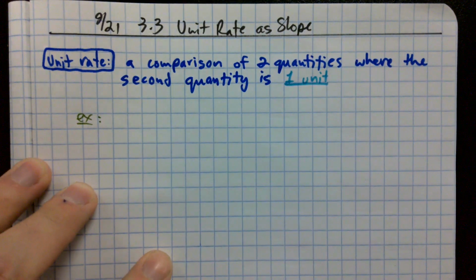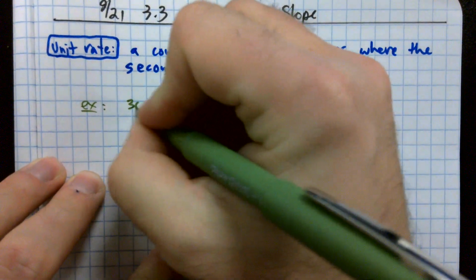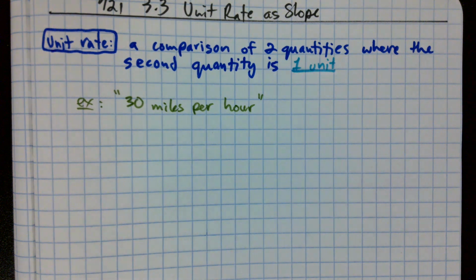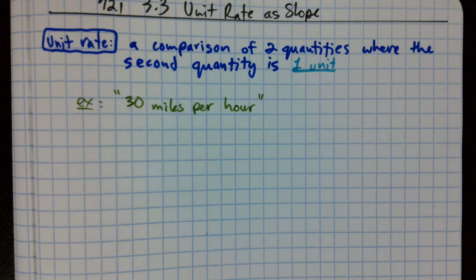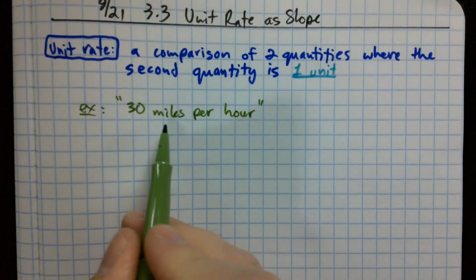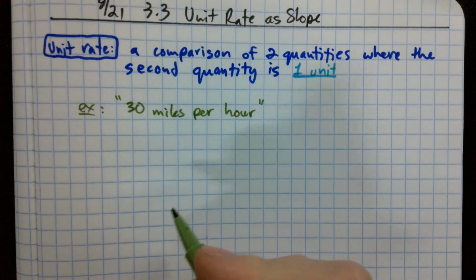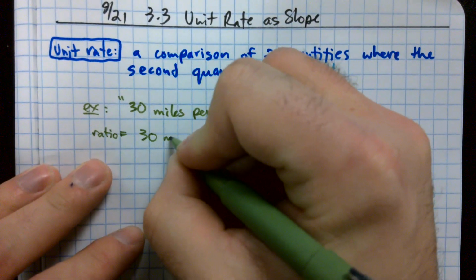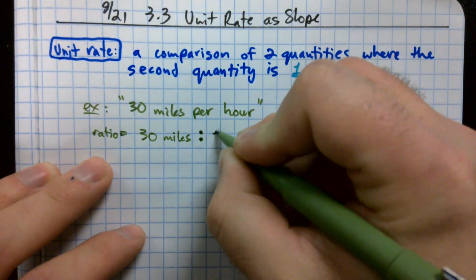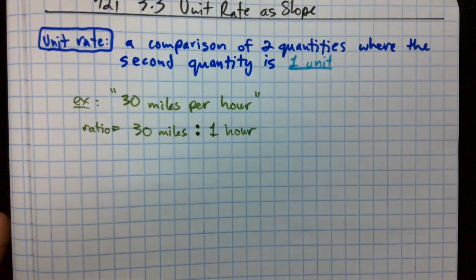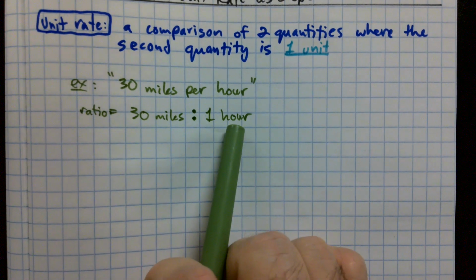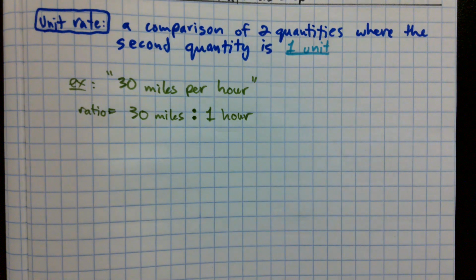A unit rate that you're probably most familiar with is 30 miles per hour, right? Whenever you're driving in a car, you're going a certain speed, and that speed is represented by a unit rate. 30 miles per hour. Our ratio is 30 miles to 1 hour. The second quantity in this unit rate is hours. And we know that this is a unit rate because we are using 1 single hour. That's what it means when it says where the second quantity is 1 unit.